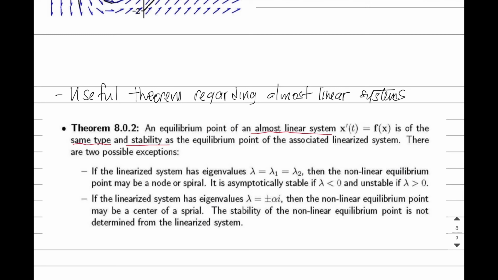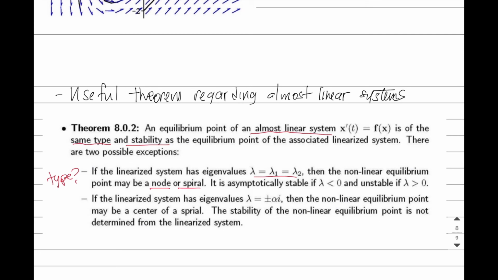But there are two special cases. One of the cases is when you've got a repeated eigenvalue. In that case, we're not really sure of the type. It might be a node, it might be a spiral, but we are sure of the stability. So we'll know if it's stable, if it's attracted to the point or repelled from the point.